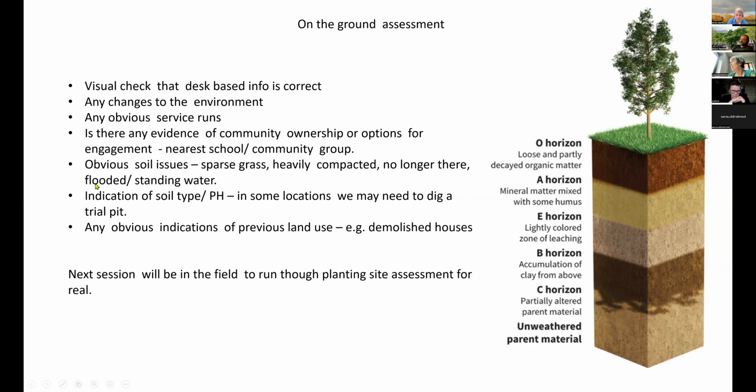Other things that can often be picked up when you're out on site are soil issues. Is there sparse grass? That could be an indication that that area is heavily used. It might be being driven over. It might be the place where it's used for football or some other use. It may also be heavily compacted, which is why it's sparse, or the fact that it gets flooded with standing water. And in some circumstances, that piece of grass or soft landscape might not be there.